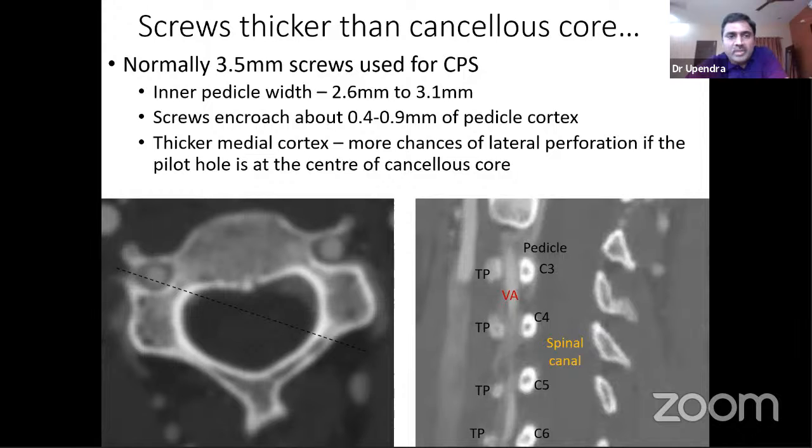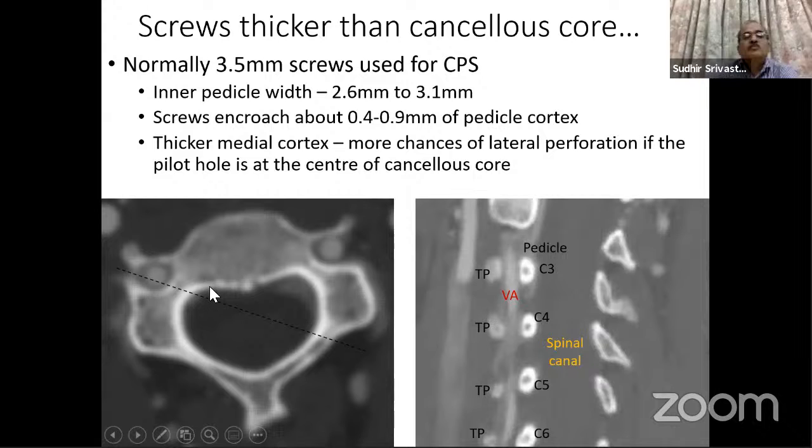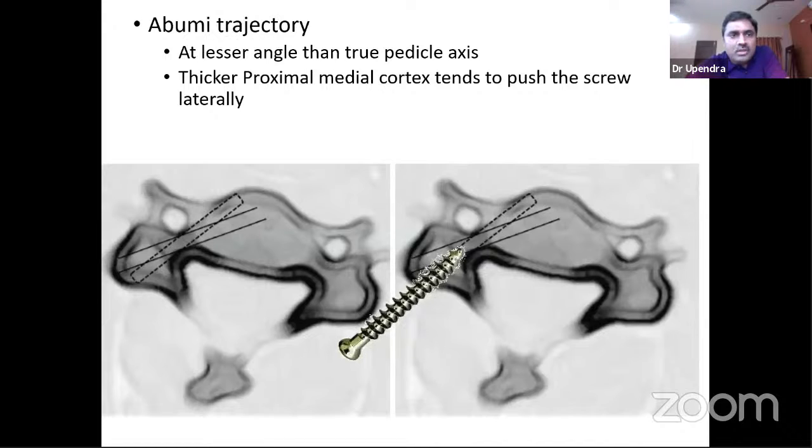So the screw has to encroach on one of the cortices, and the lateral cortex being thicker is easily perforated, giving rise to lateral perforations. Another reason why the lateral perforations are common is the trajectory of Abumi is at a lesser angle than the vertical axis. So even though our pilot hole is intact, the proximal medial cortex tends to shift the screw.